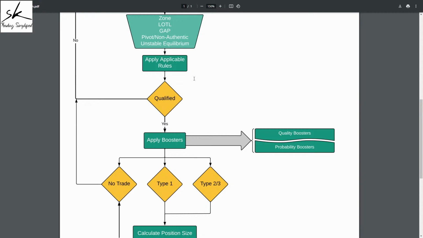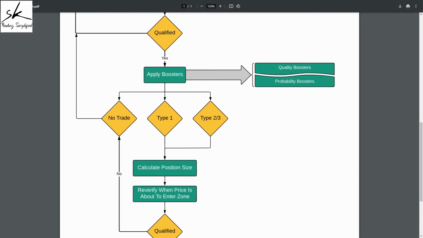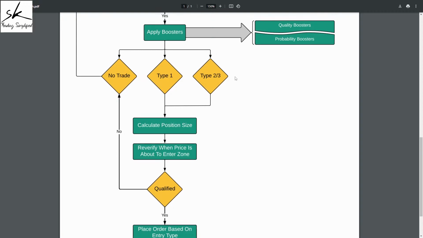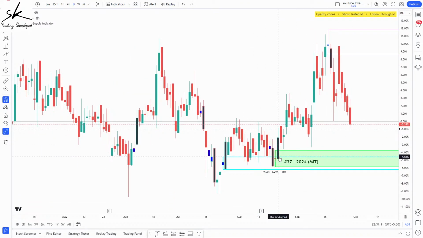So after looking at all the applicable rules, is the zone qualified for us? The answer is yes, because it was not disqualified based on any of these conditions. Now, since we know we have a qualified area, we can move ahead and we can look at the booster scoring for the same zone. So the very first one we'll check is freshness. The zone is definitely fresh.